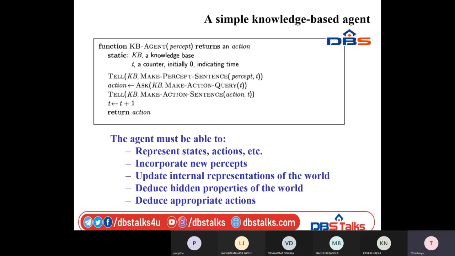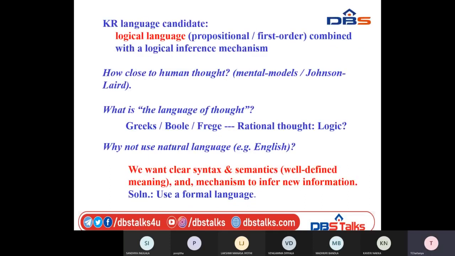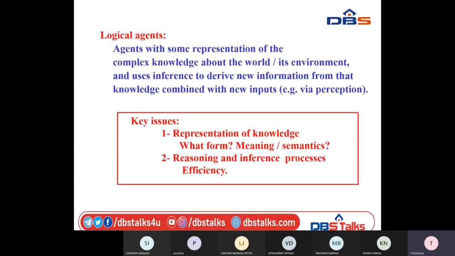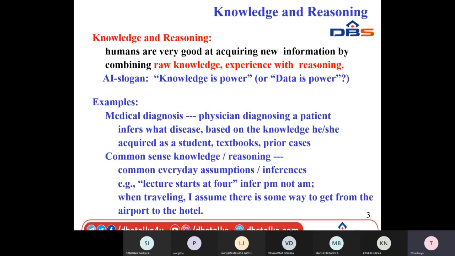So the agent has to follow the state representation and the action, incorporate the new perceptions, update the internal representation of the world, deduce the hidden properties of the world, and deduce the appropriate actions. So these are all the logical agent responsibilities. This is the first concept in our second unit.